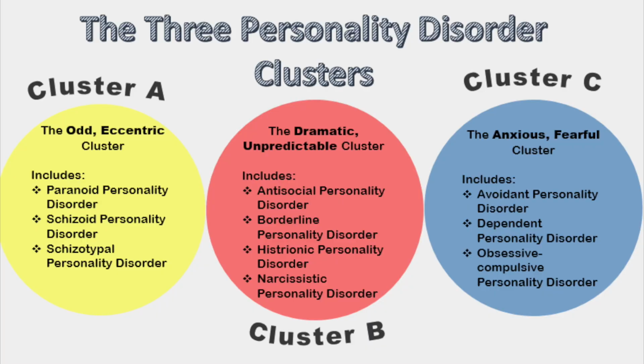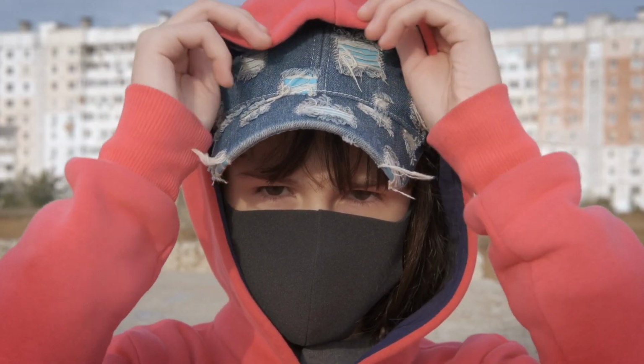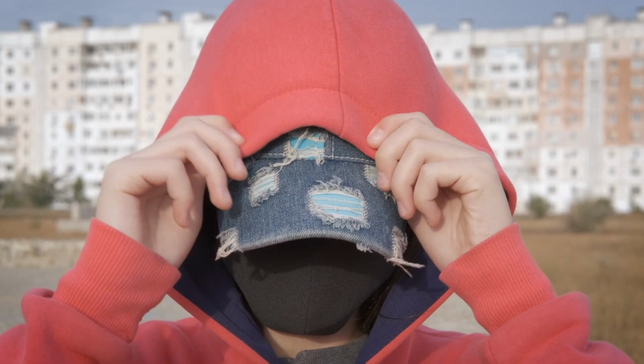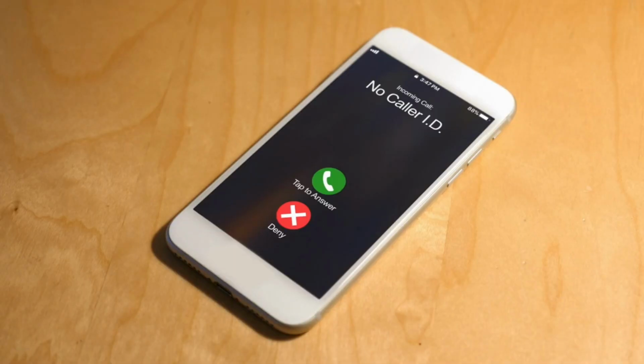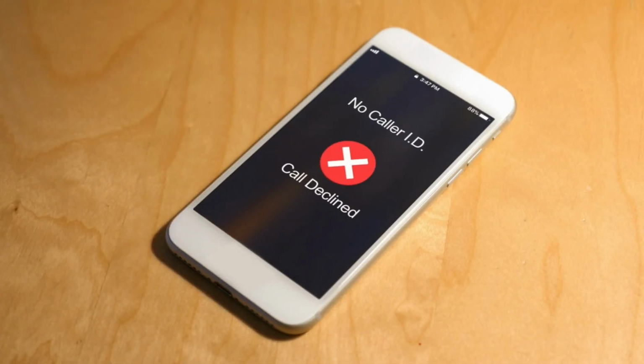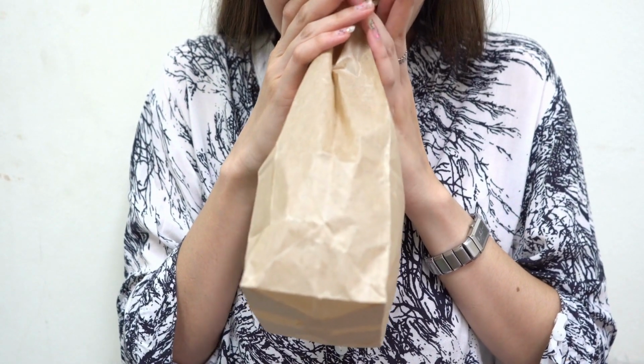Next up are Cluster C personality disorders. They consist of anxious and fearful behavior and thinking. Cluster C includes avoidant personality disorder. People with this personality disorder often consider themselves to be unappealing and therefore avoid social interactions for fear of being ridiculed, humiliated, or disliked. In addition, they may also experience severe social anxiety, feelings of inferiority, and extreme sensitivity to rejection.